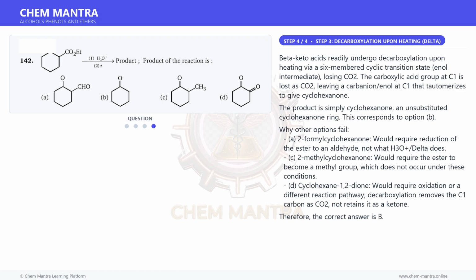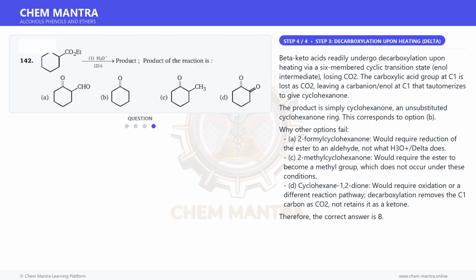Why other options fail? A. To form cyclohexanone would require reduction of the ester to an aldehyde, not what H3O+, delta does. C. To form methylcyclohexanone would require the ester to become a methyl group, which does not occur under these conditions.